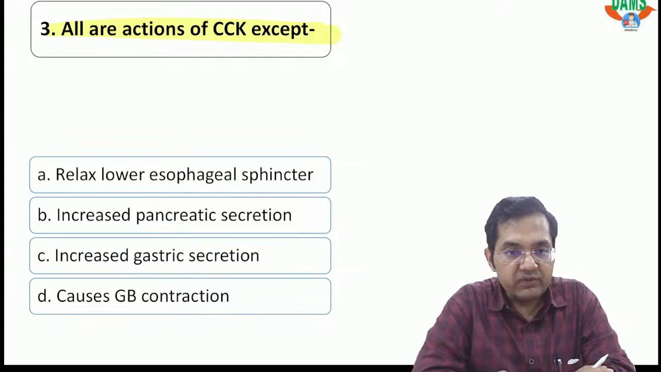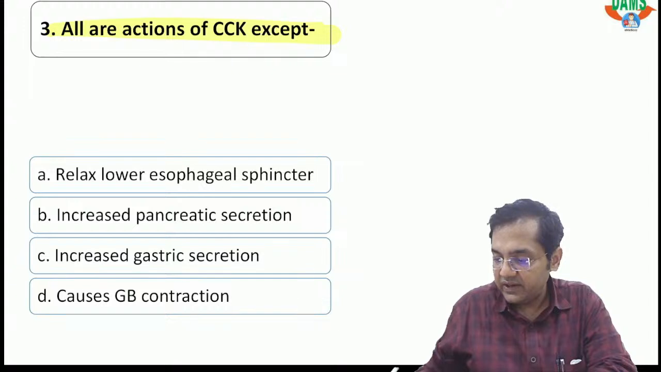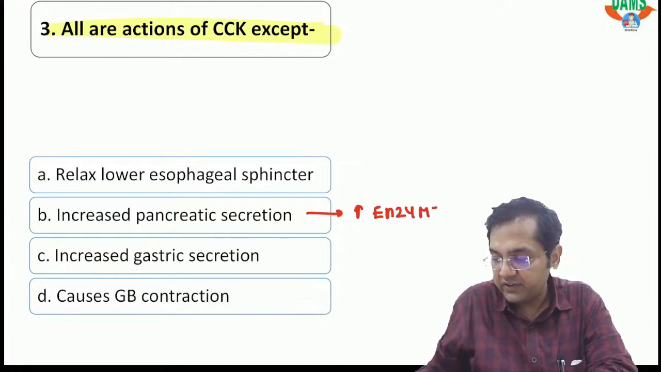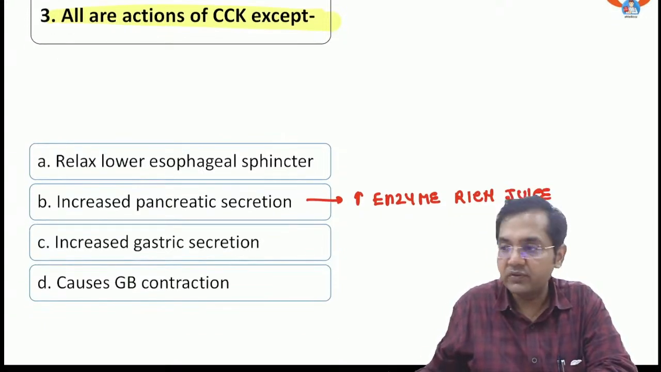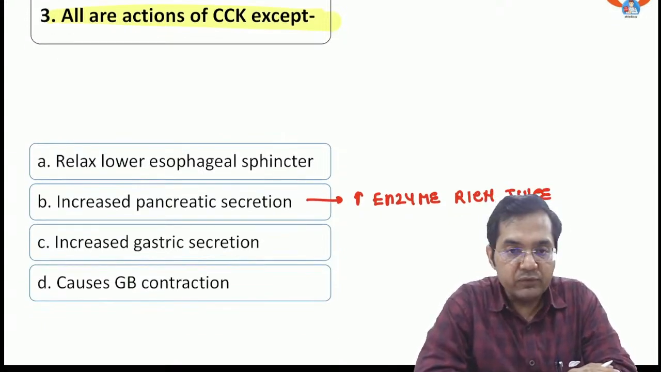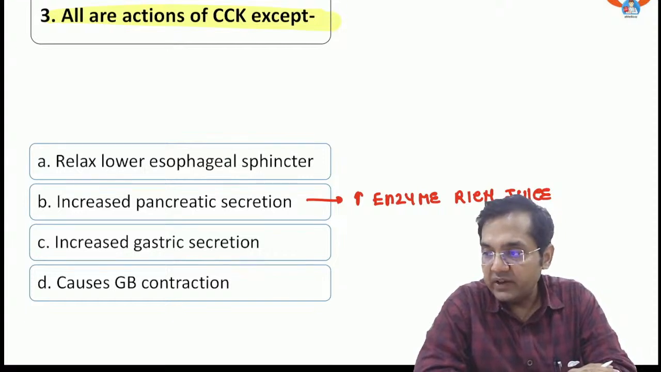Yes, what is not an action of cholecystokinin? Cholecystokinin increases the pancreatic secretion. Yes, it mainly increases the secretion of enzyme-rich juice. Remember, this is a discussion of the important MCQs. Anjali Jorwal, right? So we are not explaining the entire topics here. For this, you will have to watch the video lectures.